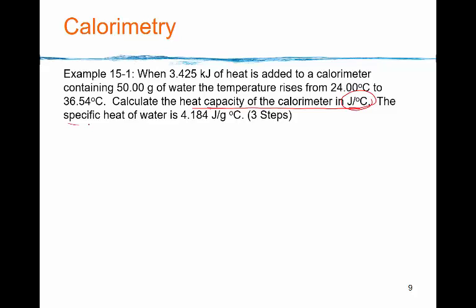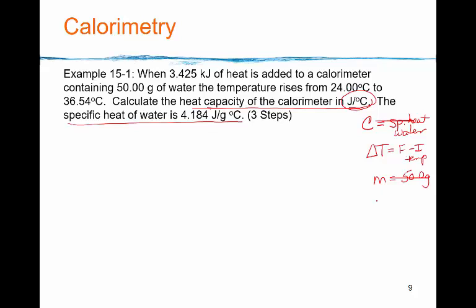The specific heat of water is 4.184 joules per gram degrees C. C is this specific heat of water, and it can be the specific heat of whatever solution you have if you know it, but in our case it's water. We're going to have to calculate a delta T, which is the final minus the initial temperature. We know we've got a mass of 50 grams of water.